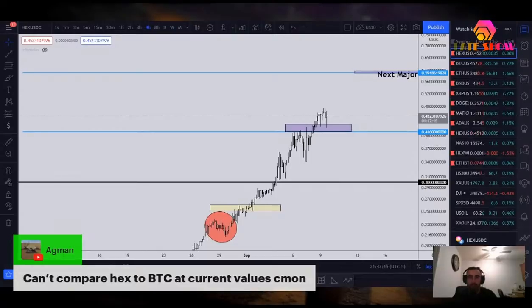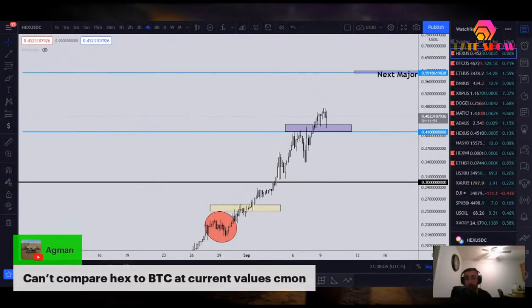If you buy Bitcoin at, let's say, 50K right now, you need it to be at 100K just to see a 2x in your money. Hex did a 10x in the last 120 days. No, it's like a 12x now in the last 120 days. Bitcoin is not going to do a 12x anytime soon. So you have to compare them.